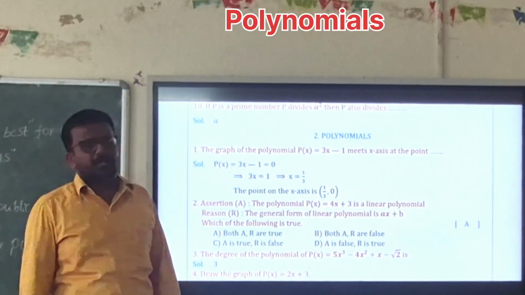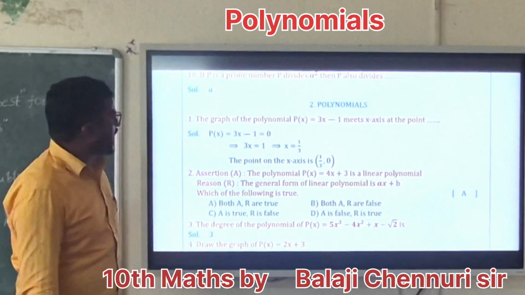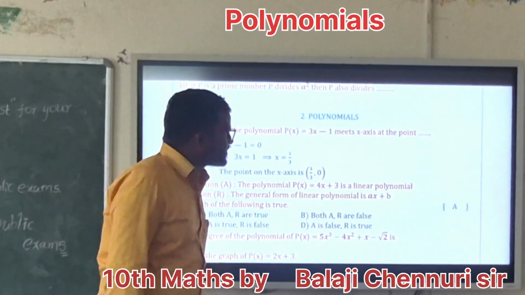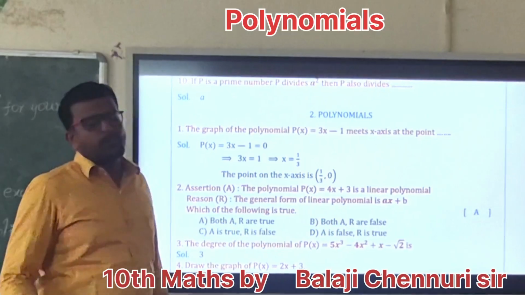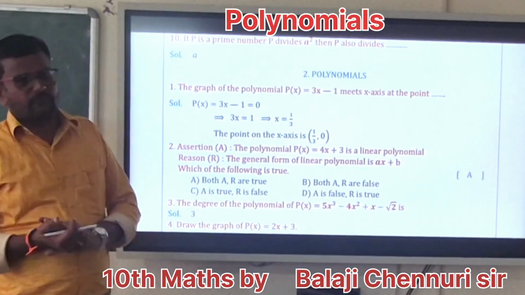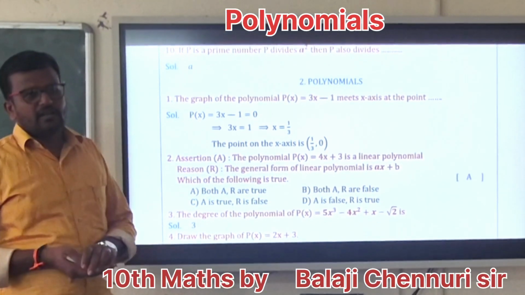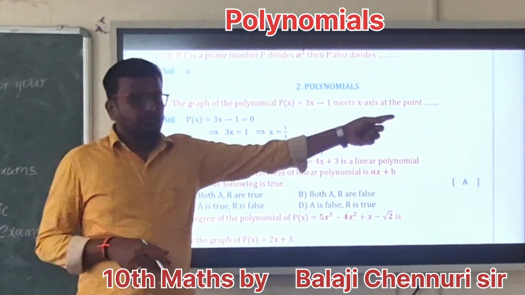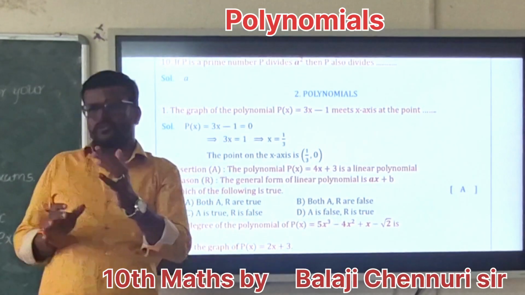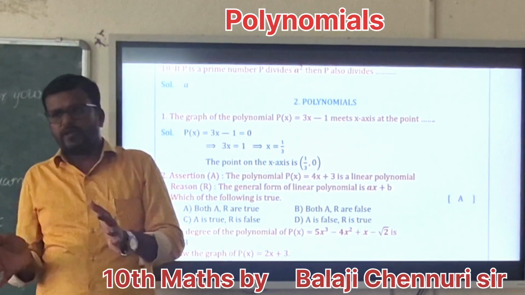Next, coming to the chapter polynomials. The graph of a polynomial p(x) = 3x - 1 meets the x-axis at which point? If you draw the graph for p(x) = 3x - 1, then at which point, not the value, at which point? Point means it is an ordered pair. It consists of x coordinate and y coordinate.